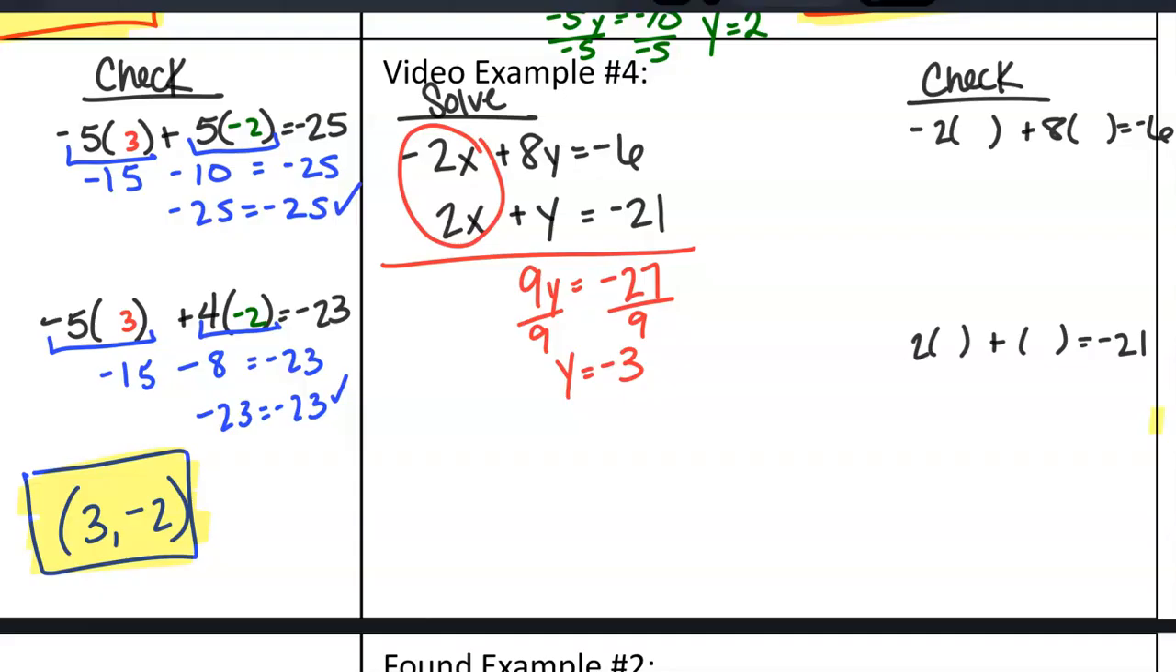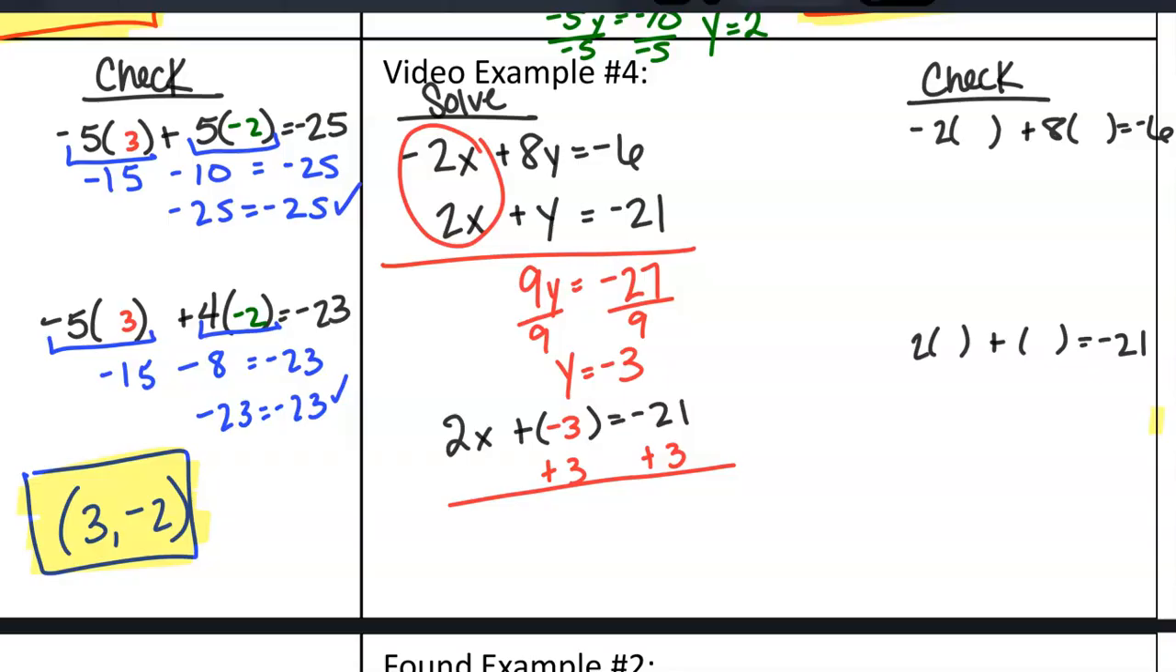That's only half of our answer, though. We got to go back and choose one of the equations. It doesn't matter which one, but notice if you choose the second equation, you won't have to multiply that y value by anything. So let's choose the second one. 2x plus parentheses equals negative 21. What goes in the parentheses? Negative 3. And it's already set up to be a two-step equation, so let's add 3 to both sides.